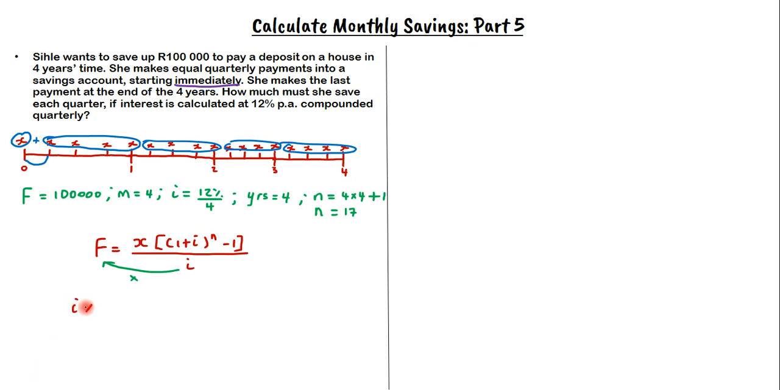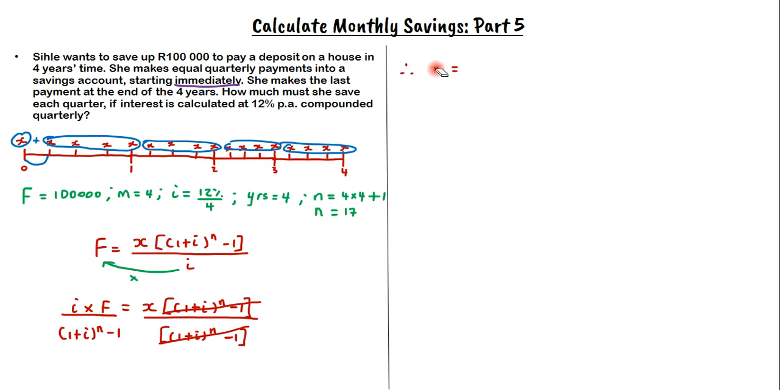So this gives me i times the future value is equal to x into (1 plus i)^n minus 1. Then from here, I will divide by (1 plus i)^n minus 1. This cancels with that, and therefore x becomes i times the future value over (1 plus i)^n minus 1.